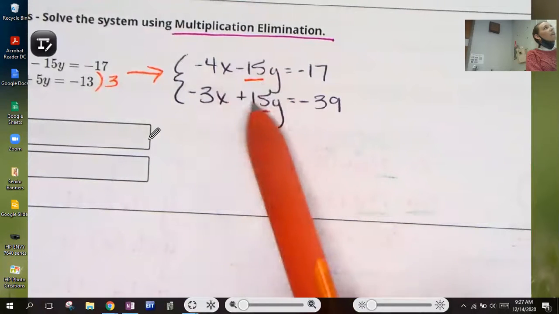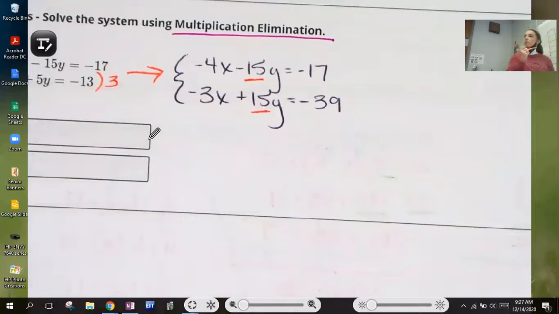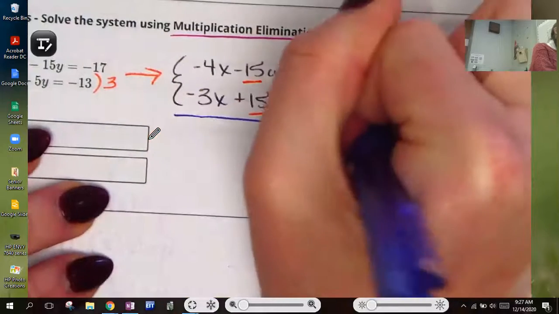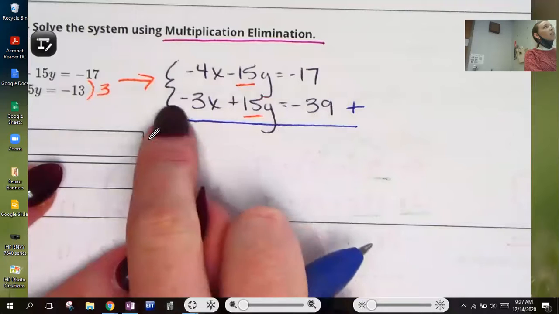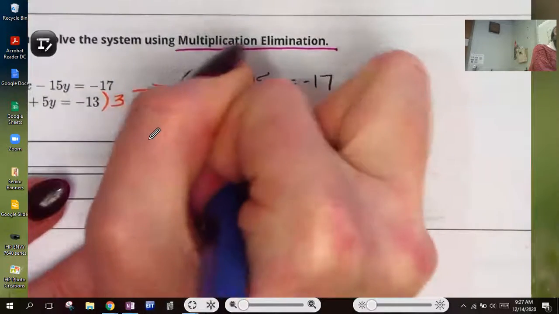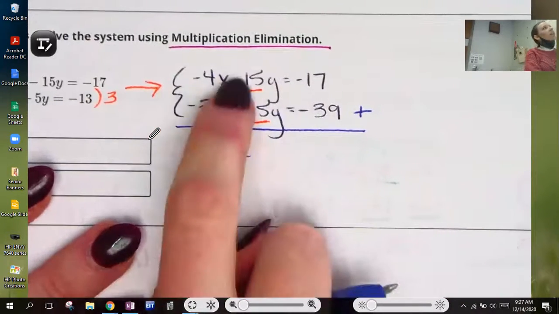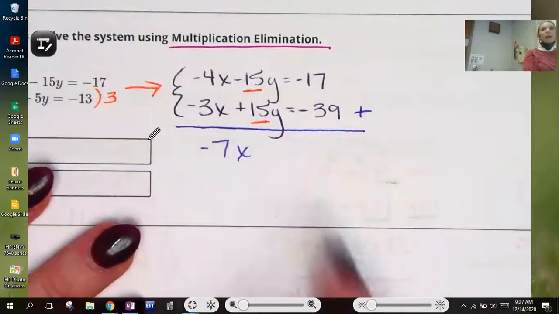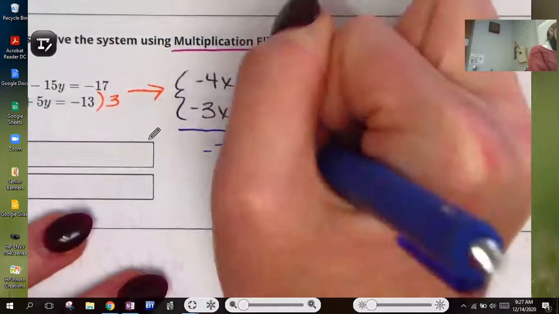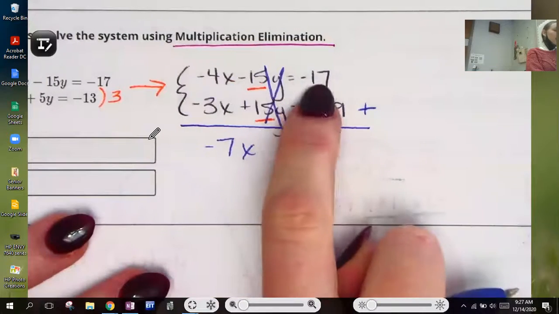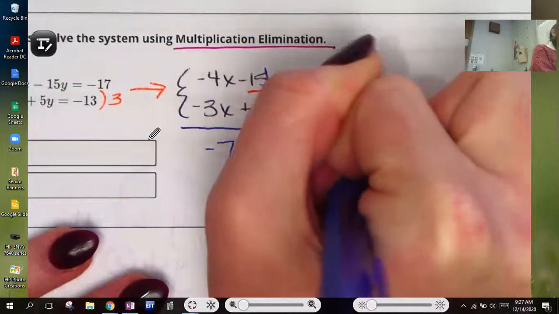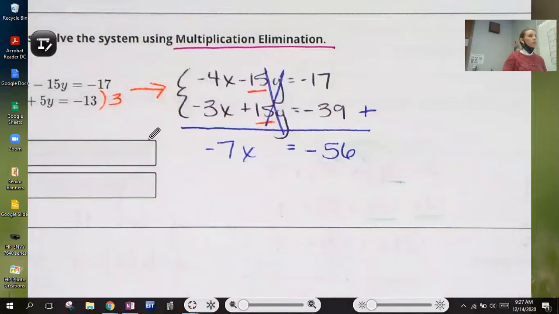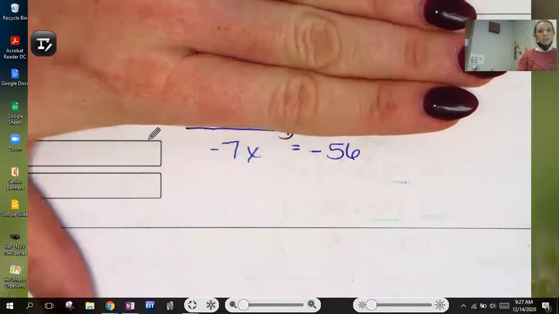I have a negative and a positive 15. So if they are opposite, what do we do with our equations? Add them. We add them together. I have a negative 4x plus a negative 3x. I get negative 7x. I have negative 15y plus positive 15y. What happens? They cancel. They're eliminated. I have negative 17 plus a negative 39. I get negative 56. So now I just have a regular old equation solving for x.